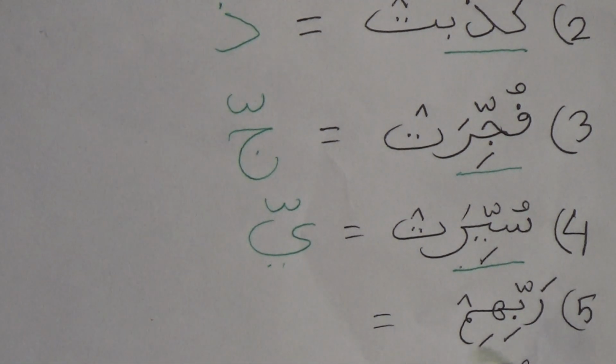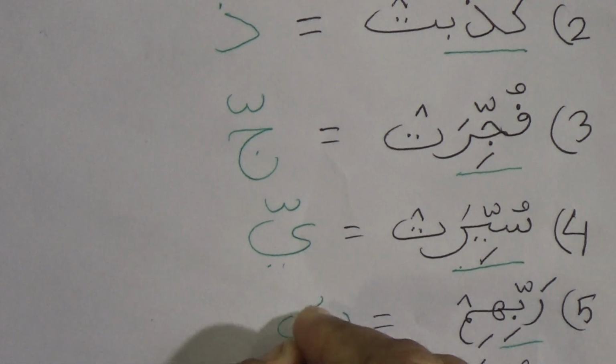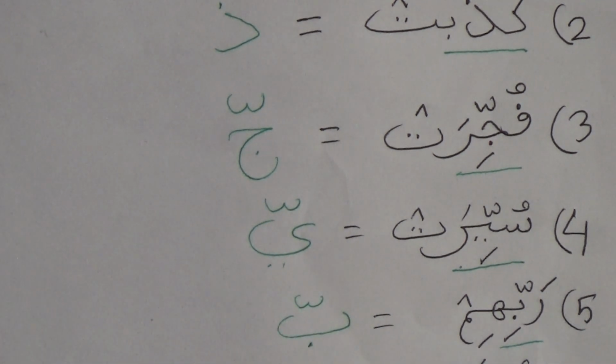Now, my dear students, number 5. Our number 5 Arabic word is Robbihim. Robbihim. Here ba has taken Tashdeed. Now I am writing ba and Tashdeed. Now my dear students, our number 6 Arabic word is quwwata. Quwwata. Here waw has taken Tashdeed. Now I am writing waw and Tashdeed.